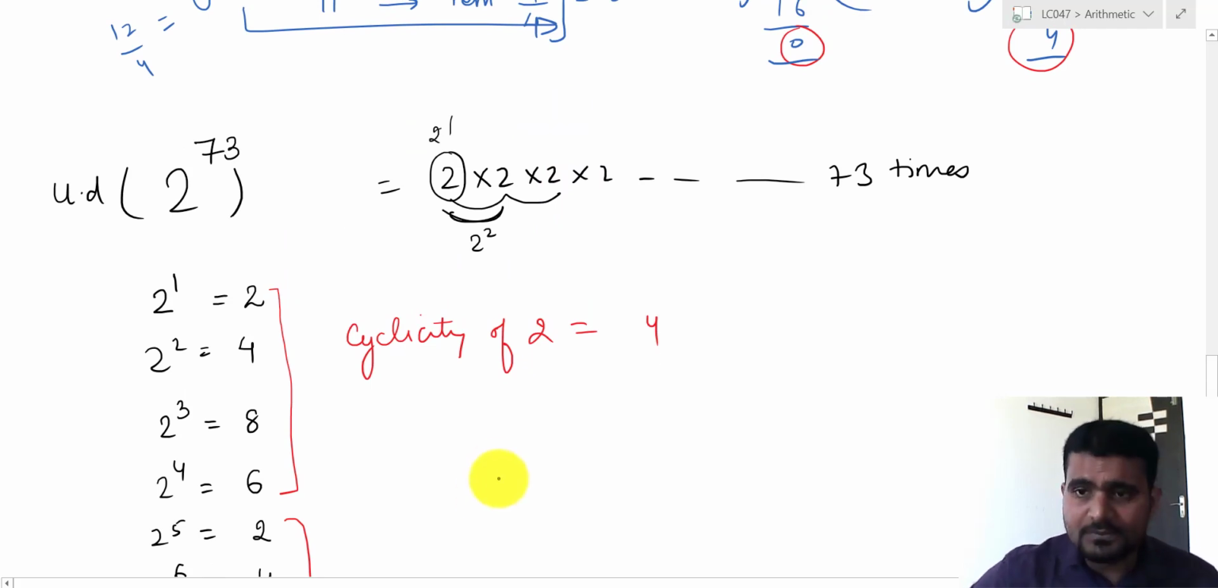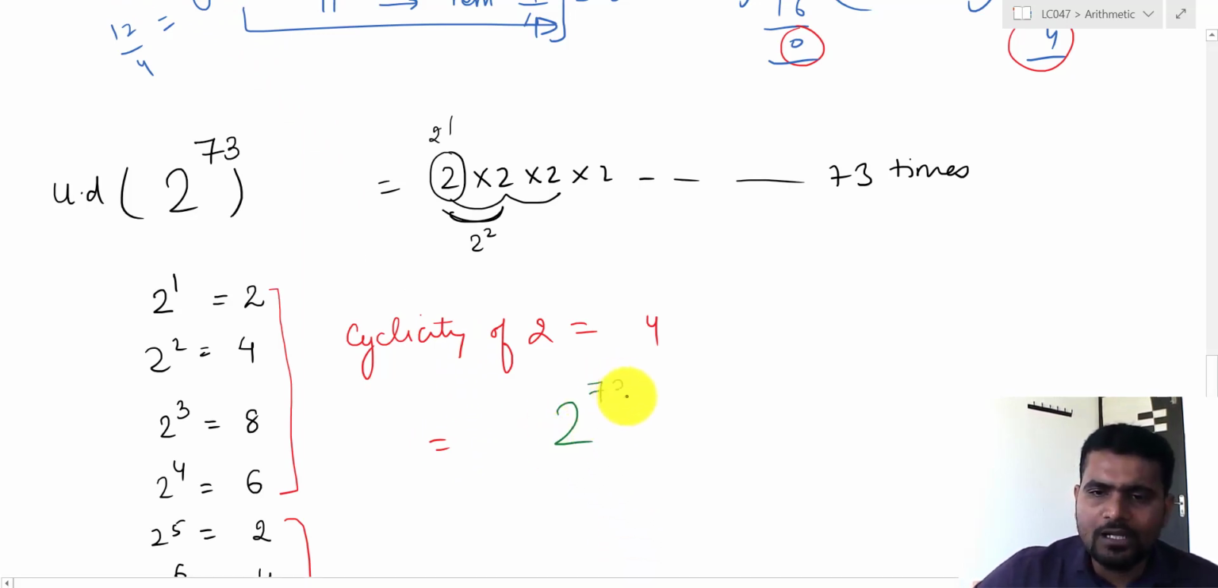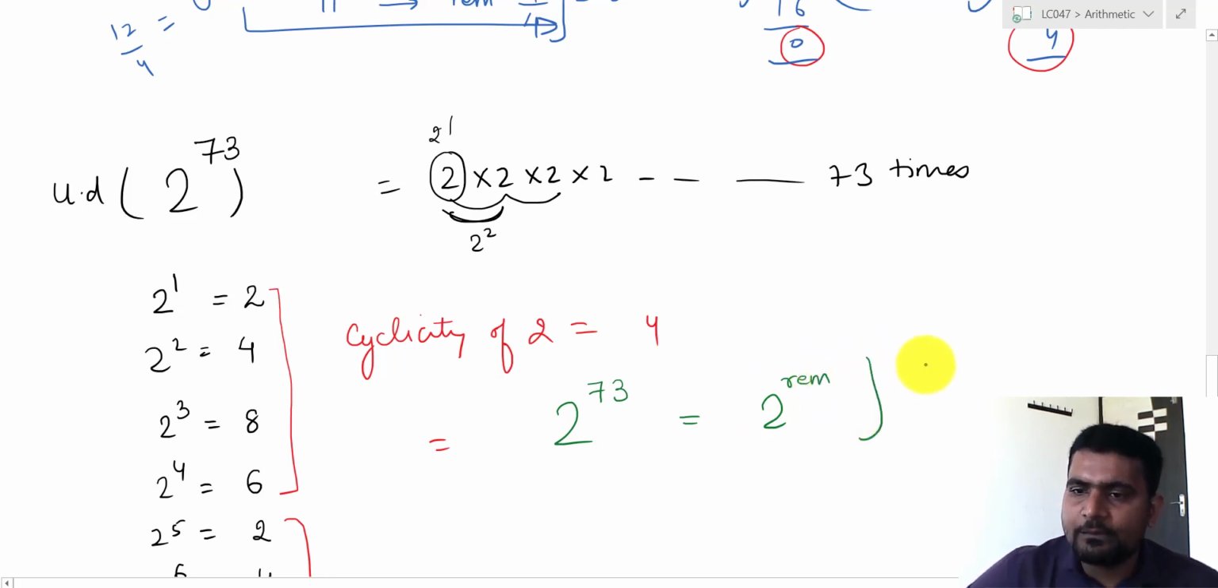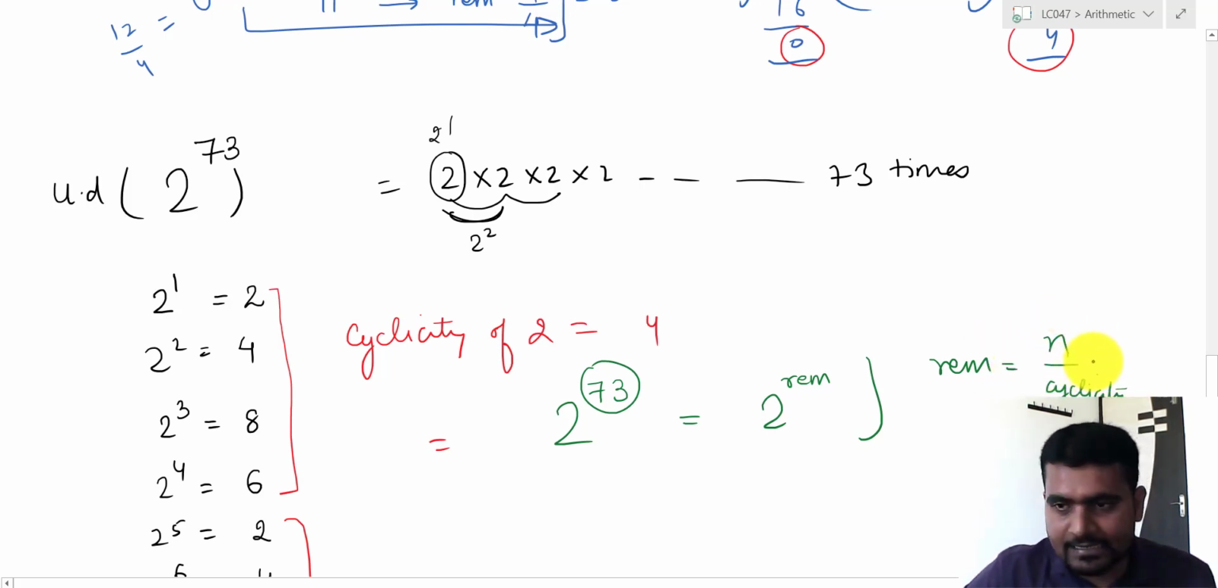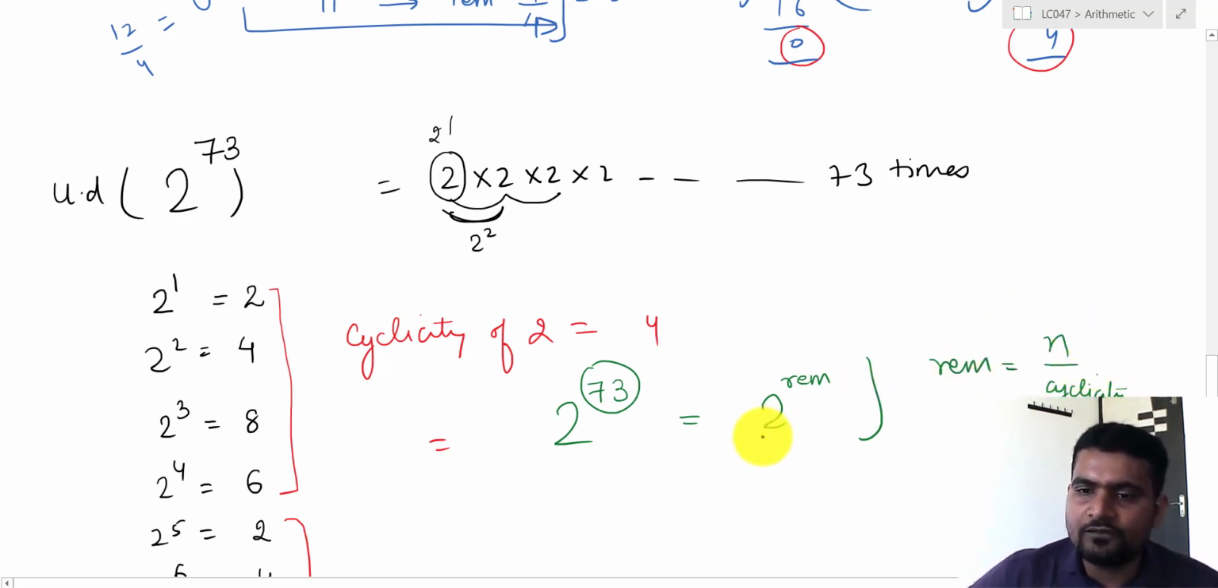Now I have to find the value for 2 raised to power 73. What I would say is that the unit digit of 2 raised to power 73 will be the same as 2 raised to power remainder, where the remainder is what you get when the number n is divided by the cyclicity. Whatever remainder you get, the unit digit of 2 raised to power remainder will be the same.